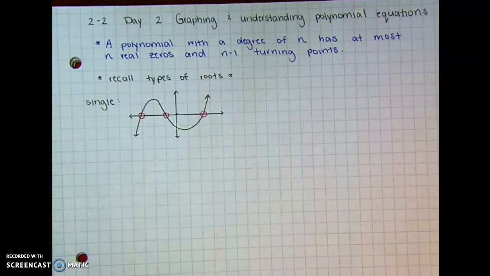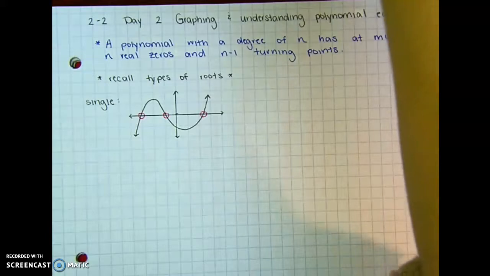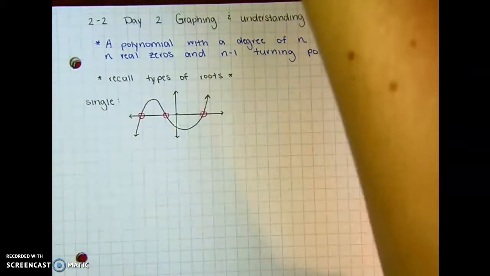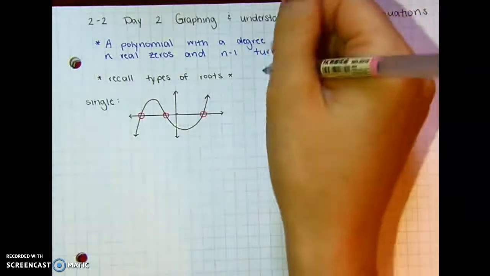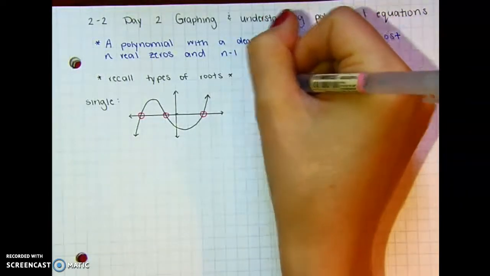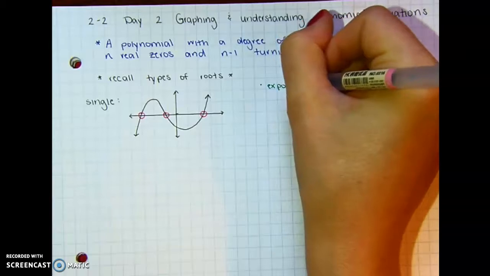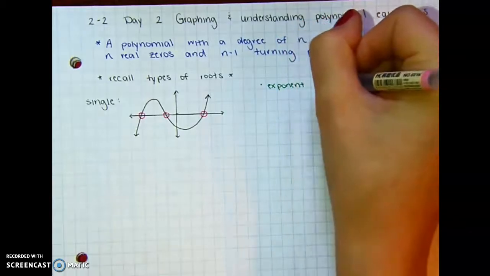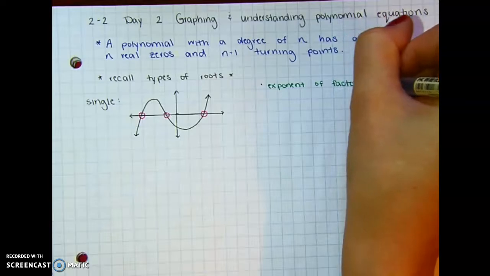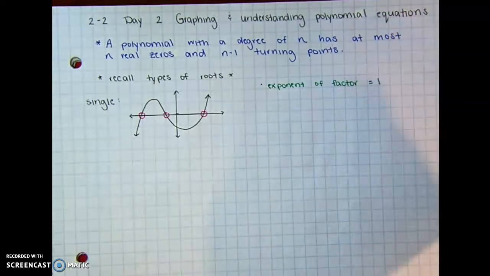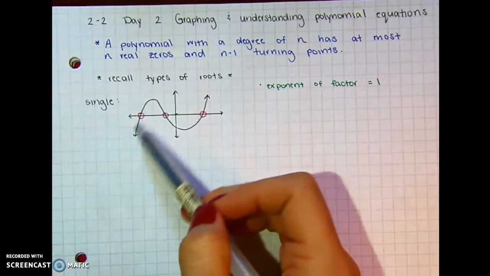And single roots occur when the exponent of a factor is equal to 1. So if the exponent of a factor is equal to 1, you know it's going to look like it's going to go straight through.